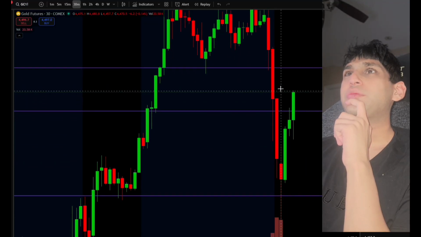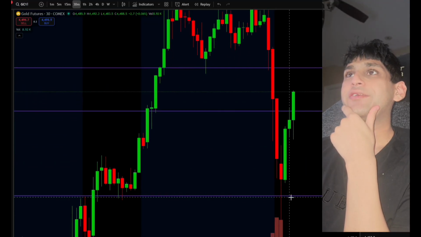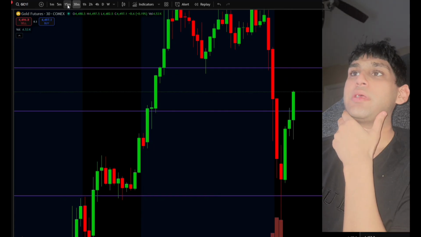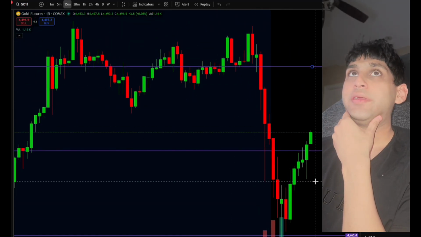After this first trim, you would have gone break even. And after the second trim, you would have trailed it up to right here. And the final target, you are out right here.